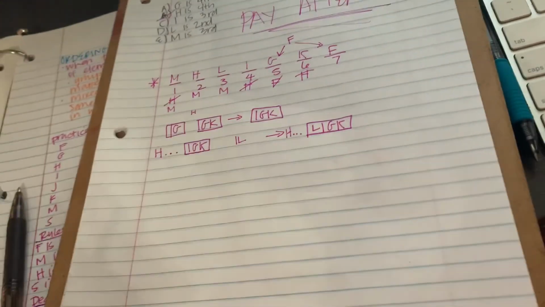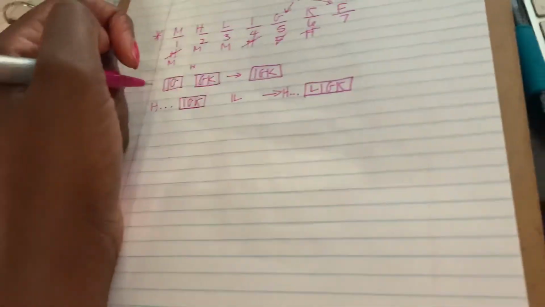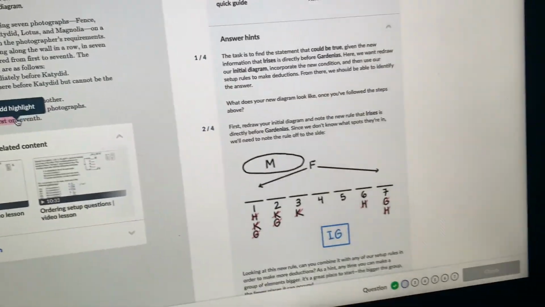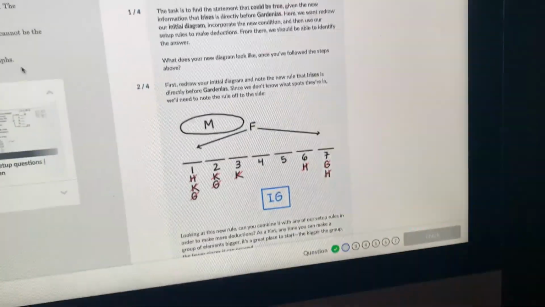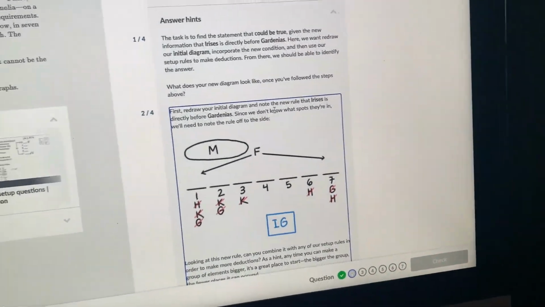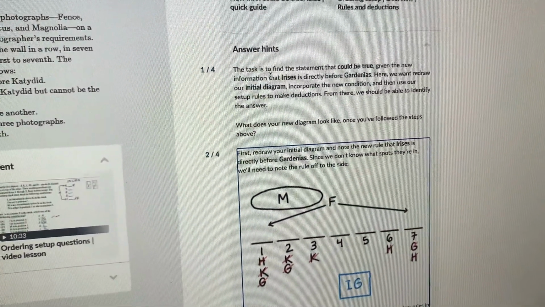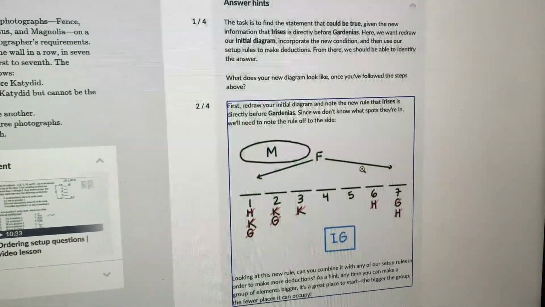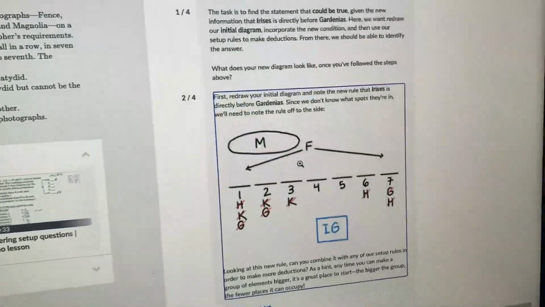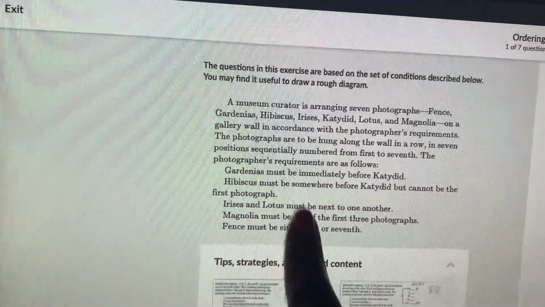I blame y'all for trying to make the video. I messed myself up trying to make the video. So instead of redrawing this out, we're just gonna look at the answer they gave because I don't even feel like reworking it. I can't believe I did this right now. So the task is to find the statement that could be true given the new information. Oh, I already read that. Redraw your initial diagram. I cannot believe I missed that. I bet y'all were watching this video like, that says first.